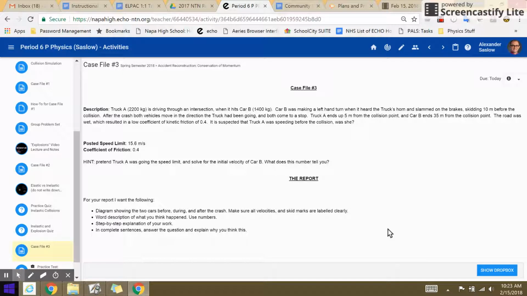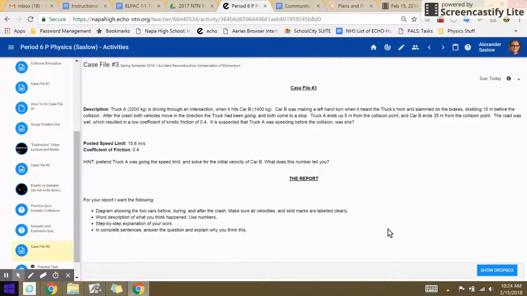All right, here's case file 3. Truck A is driving through an intersection when it hits car B. Car B was making a left-hand turn when it heard the truck's horn and slammed on the brakes, skidding 10 meters before the collision. All right, so I have two cars going towards each other. Car B slams on the brakes and goes 10 meters, is still moving, and then crashes.